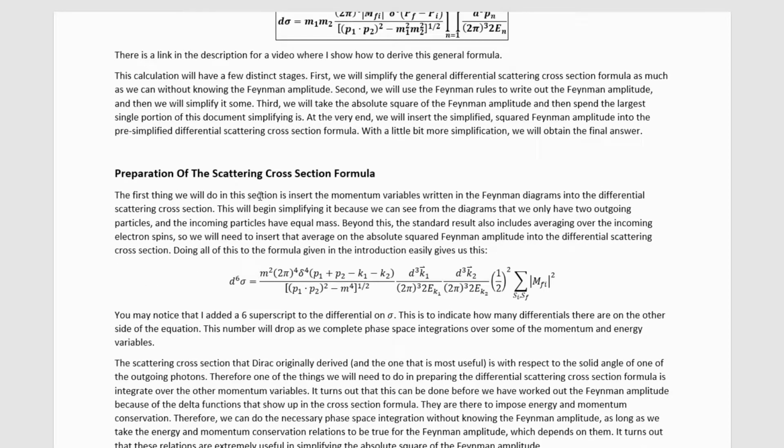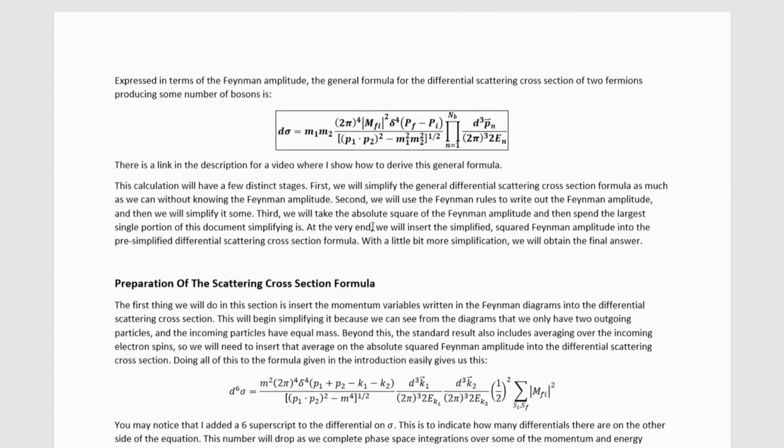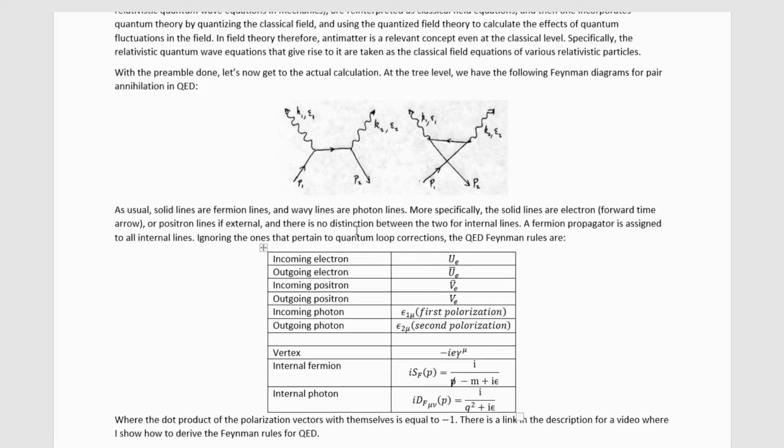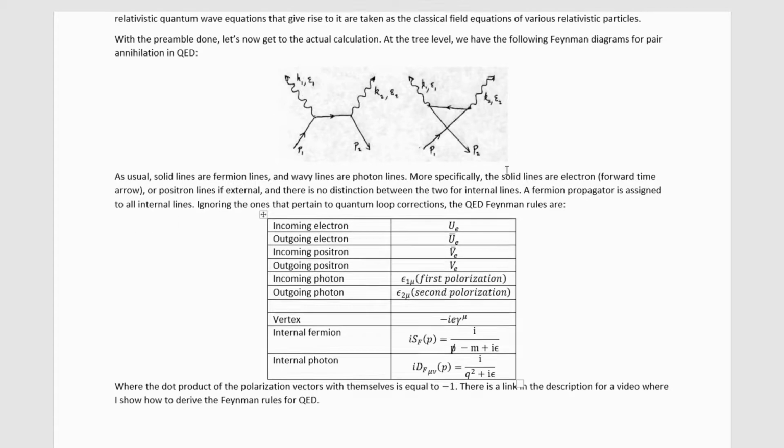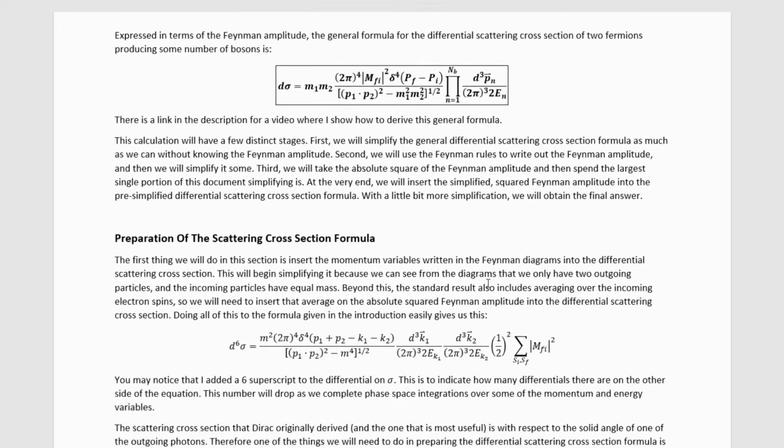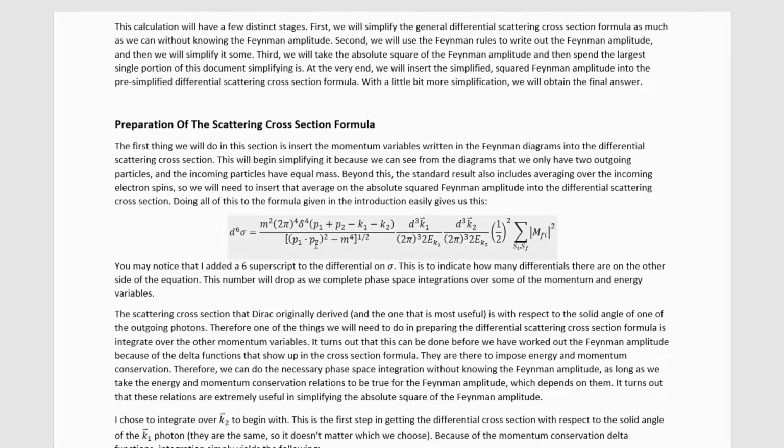The first thing we will do in this section is insert the momentum variables written in the Feynman diagrams into the differential scattering cross-section. This will begin simplifying it because we can see from the diagrams that there are only two outgoing particles and the incoming particles have equal mass. Scrolling back up to those diagrams, we see not only that I've labeled all the variables, including the polarization vectors for the photons, but we can also see, as I said, there are two outgoing particles and both of the incoming particles have equal mass because they're antiparticles of each other. Plugging that into this formula gets us to this formula.